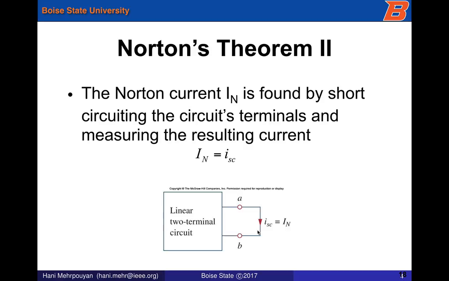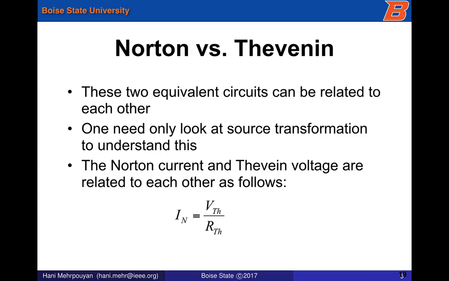After you do that, you can easily find the Norton equivalence. So basically you would do the same thing as you would do for finding the Thevenin resistance, which is by turning off all independent sources and finding the resistance looking into terminals A and B, and then shorting the terminals A and B and finding the current that flows from A to B. So as you can see, they're very much similar to each other, and you can easily determine that this relationship holds based on the source transformation.